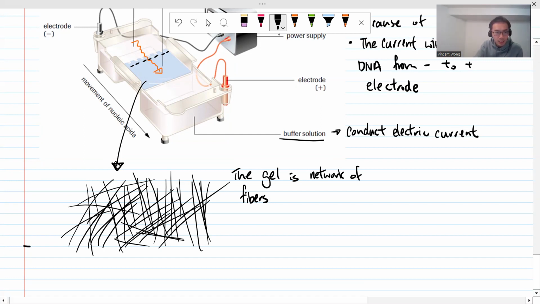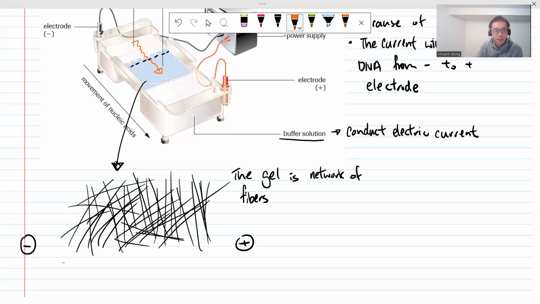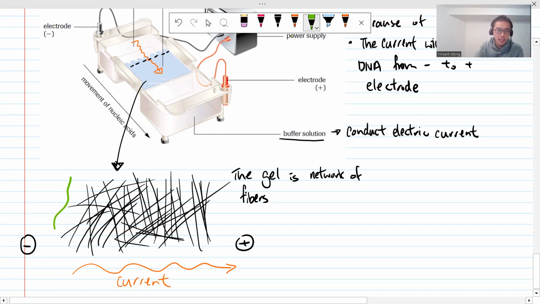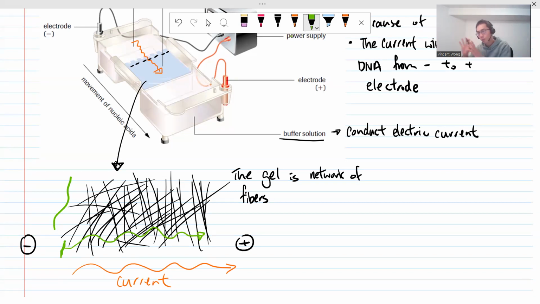So let's say this is the negative side, and this is the positive side, and you're going to have the current going through it. Okay, current. And then I'm going to have my DNA. I'm going to have some really long DNA, and then some really short DNA in my sample. Because the shorter DNA is, well, short, so it's going to be able to weave through this mishmash no problem. As the current is pushing through, it's going to be able to get through.